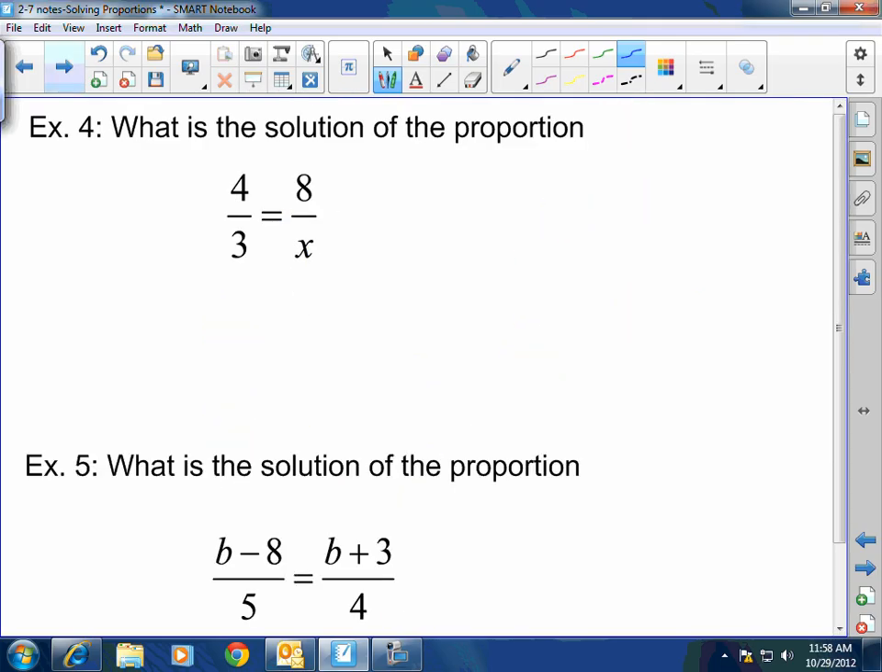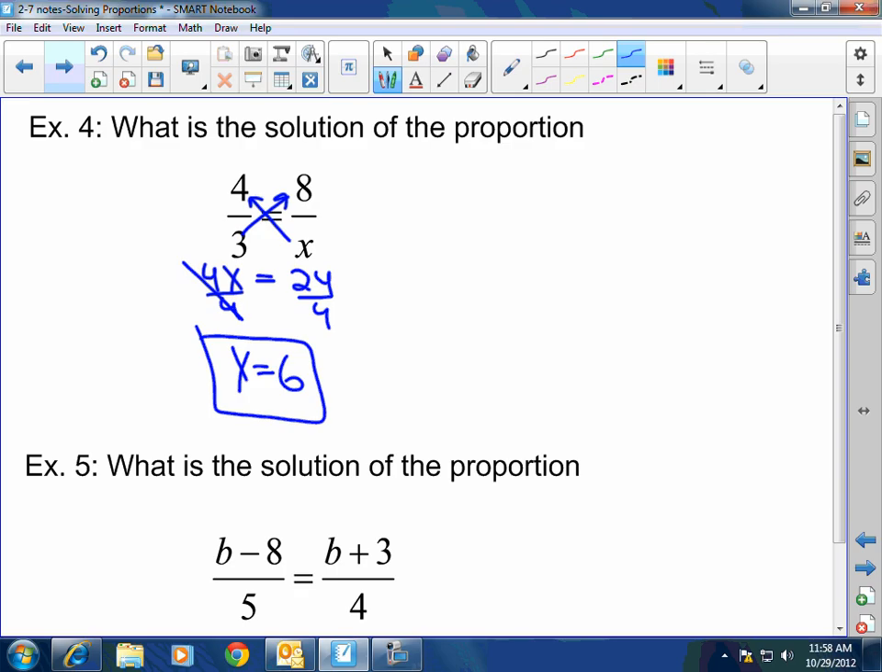Hey, let's continue. Let's cross multiply. X times 4 is 4x. 3 times 8 equals 24. Divide by 4. X equals 6. Done.